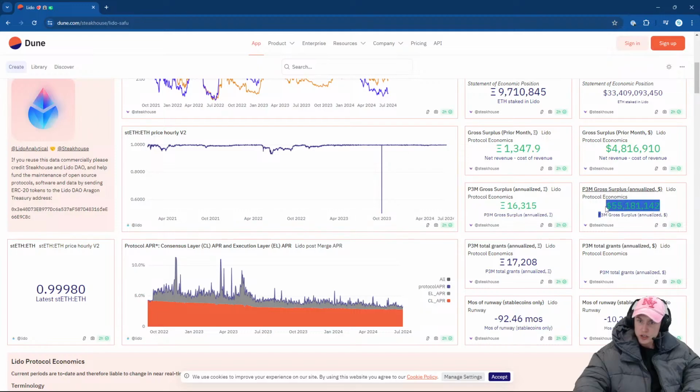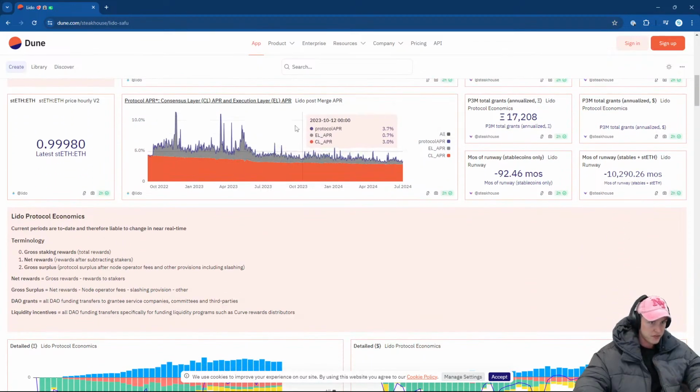So we found their gross surplus annualized protocol economics. So per year they earn 55 million, 4.8 million per month, which is 1,347 ETH they're earning. So this is the type of stuff you want to find when you're looking at fundamentally investing in a project. You have to think past just what you're looking for. What is your marginal buyer looking for?